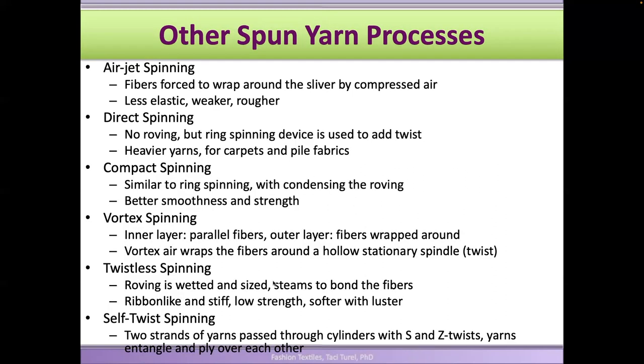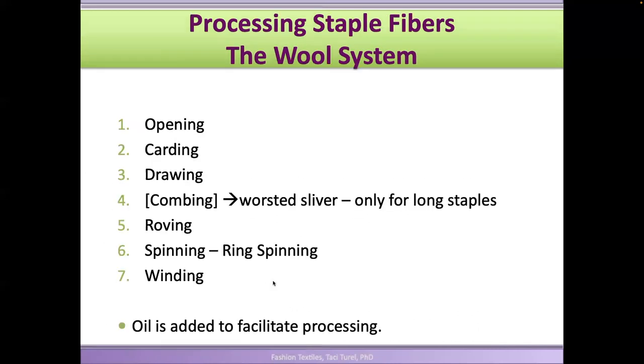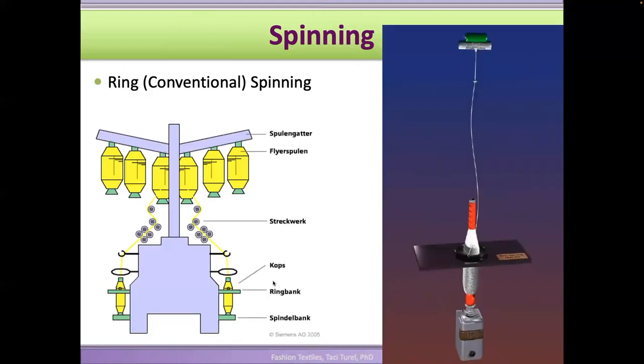There are also different types of spinning methods, like air jet spinning. In that case, you're using compressed air and blowing air to kind of wrap the yarns around, give it a twist. There's direct spinning. In that case, you don't go through the roving process. You just go straight to the ring spinning and add your twist there. There's compact spinning. There's vortex spinning. Again, with this one, you're using a lot of compressed air with a vortex to wrap the fibers around. There's twistless spinning. There's self-twist spinning. So those are different spinning, but the two that you need to know is ring spinning and open-end spinning.